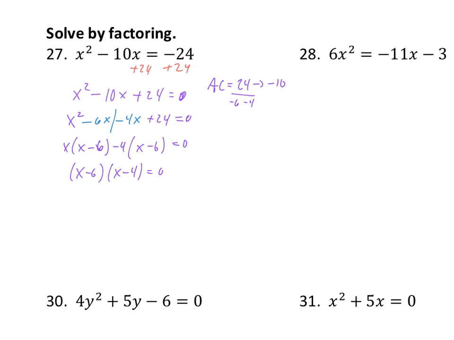And the last thing we'll do is solve, right? So we only factored, we haven't solved yet, so each of these gets to become an equation. So adding 6 to both sides, x equals 6. x minus 4 equals 0, so then adding 4 to both sides, x equals 4. Alright.